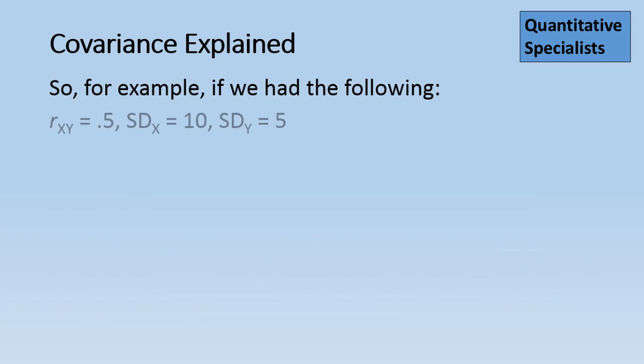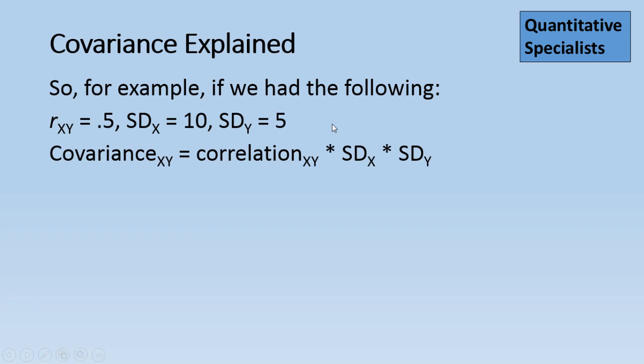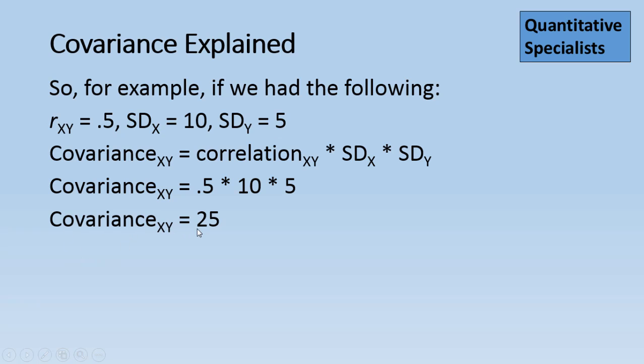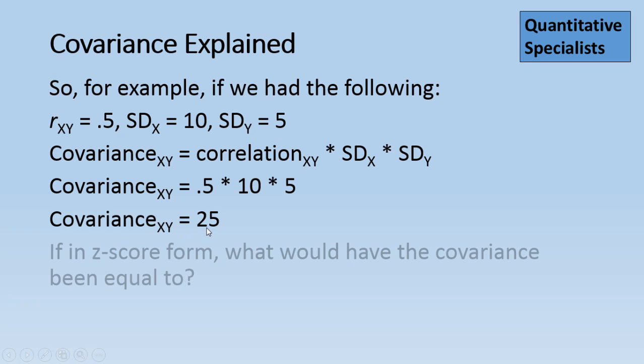So for example, if we had the following, a correlation of 0.5, a standard deviation of x of 10, and a standard deviation of y of 5, then using our formula, we would find that the covariance is equal to 0.5, the correlation, times 10, the standard deviation of x, times 5, the standard deviation of y, or the covariance in this example is equal to 25.